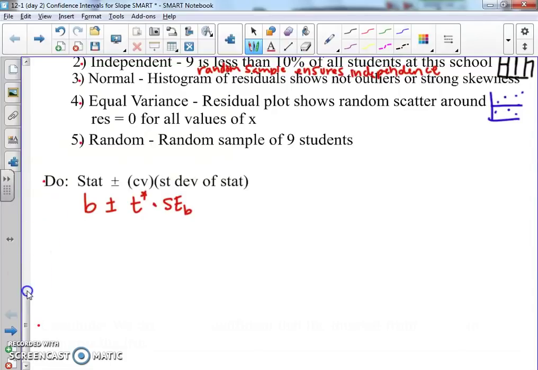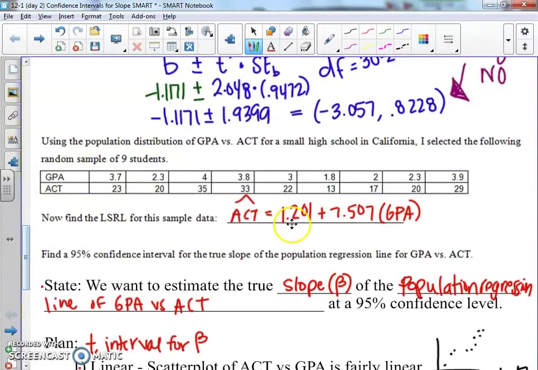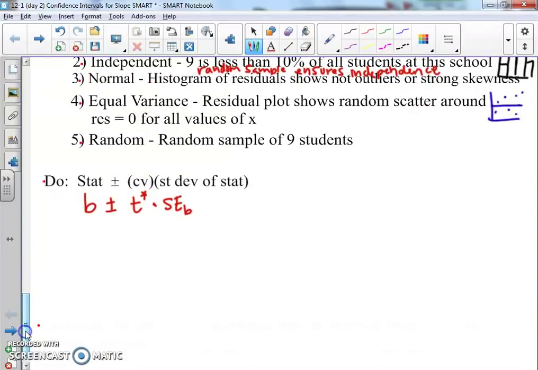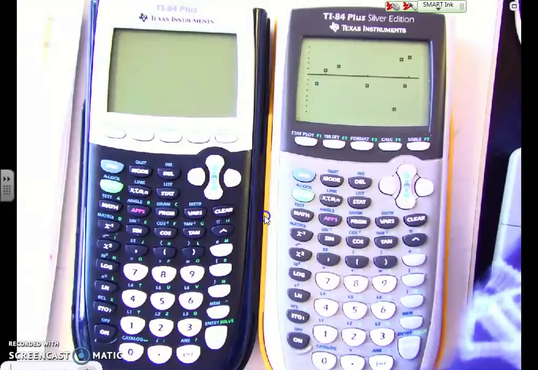So we are going to plug in the statistic. Well, what was the slope? If you look back up here, we ran the least squares regression line. The slope was 1.201. No, that's the y-intercept. The slope is 7.507. Okay, so we're going to take the slope of 7.507 plus or minus the t-star, which we have to get from our paper. Well, remember, I took a sample of 9 students. So if I took a sample of 9 students, we're going to use the degrees of freedom of 9 minus 2, which is 7.